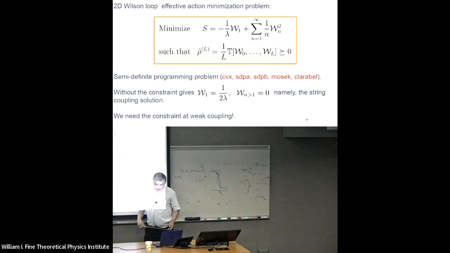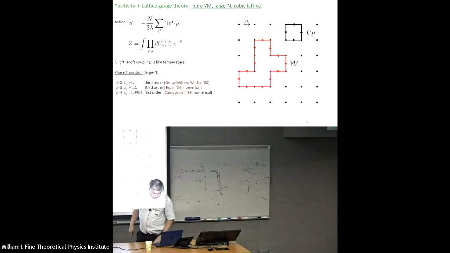I think Vicky emphasized also a long time ago that the Jacobian of the change of variables from the U to the W should be positive. And so there's always some positivity in all the formulations.